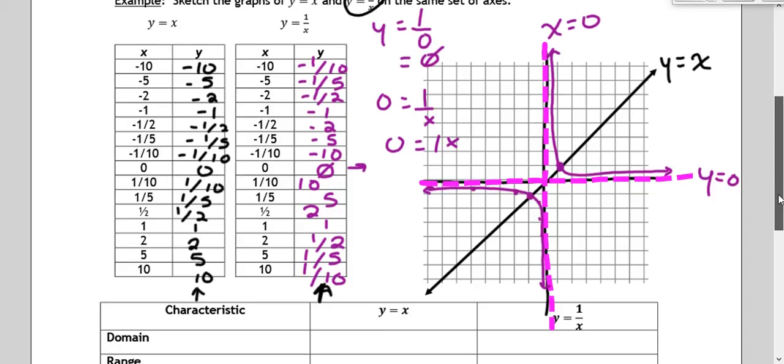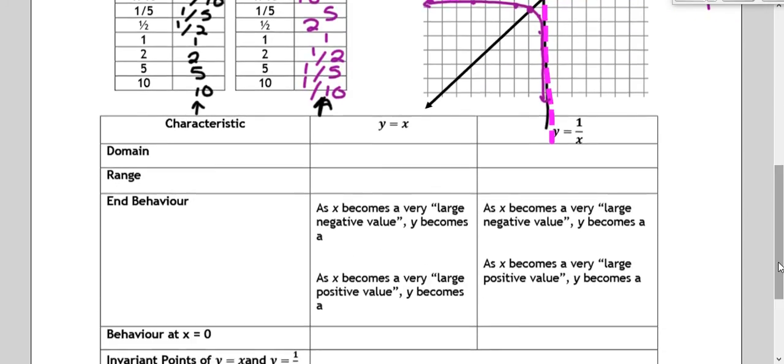So if we go here and examine it, our domain for y is equal to x is x, such that x is an element of the real numbers. Our range stays the same.